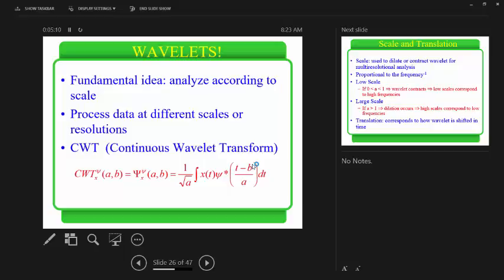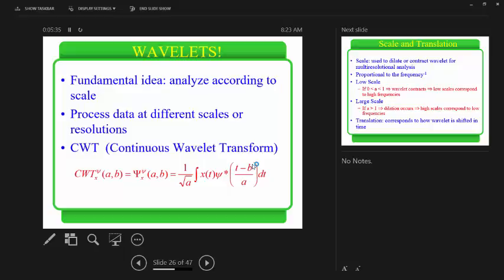But if I have an A that is greater than 1, what will happen to this signal? Here the time will be longer. I will have these variations, and it will take a longer time. So this means that the frequency will decrease. Okay? So this is for the scale. Here I'm scaling this wavelet with respect to the frequency.